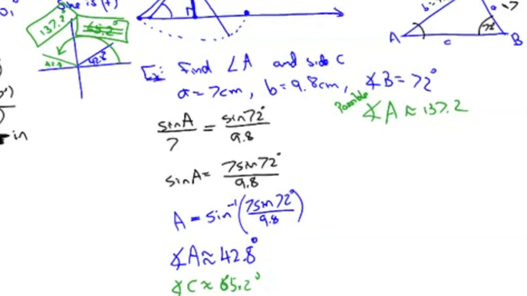Let's try this one. If angle A is 137.2 and I add 72 to it, that one does not work, because it becomes more than 180. Right, so if I add 72 to this, it's greater than 180, not a triangle. So this one only has one triangle, and this is it.